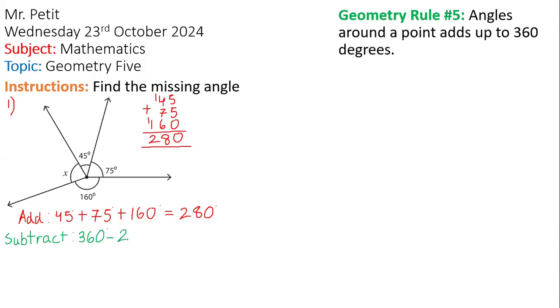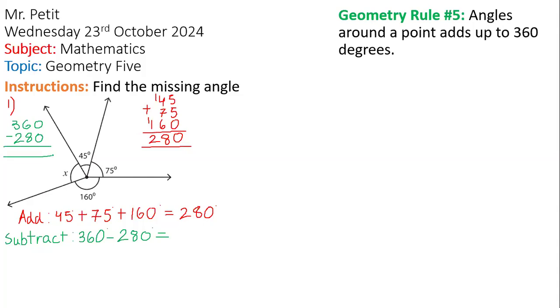Has anyone already done it? 70. What did y'all get? Answer 70. Okay, so we have 360 minus 280. You got 80. I got 80. Okay, some people got 80, some people got 70.